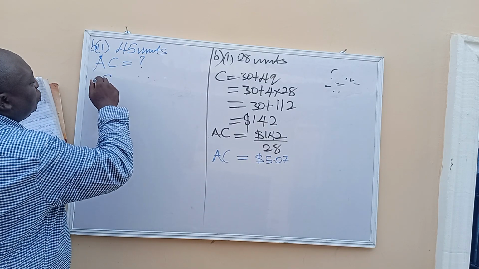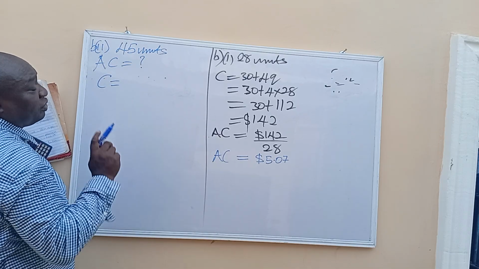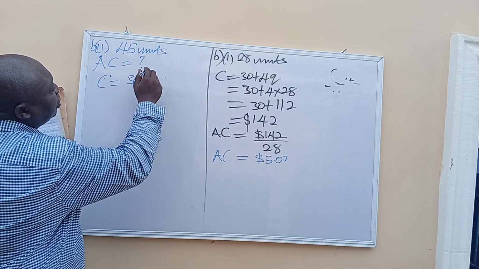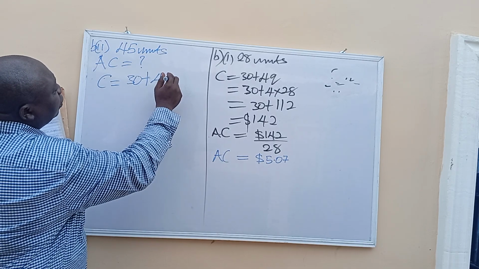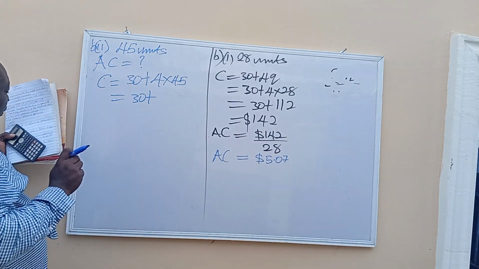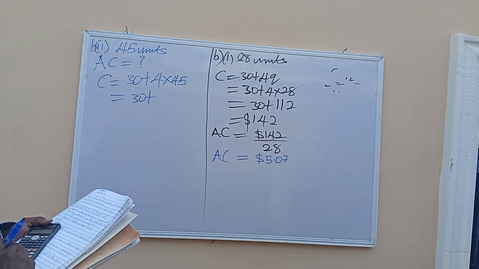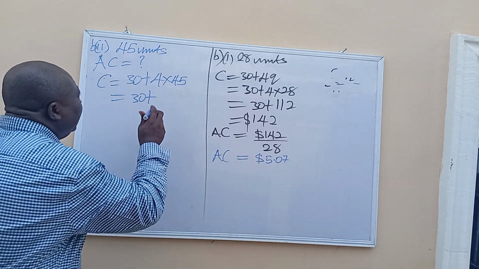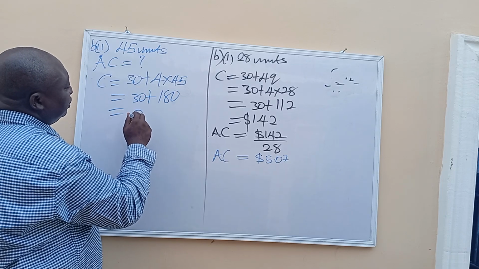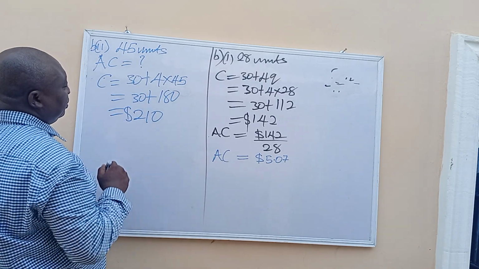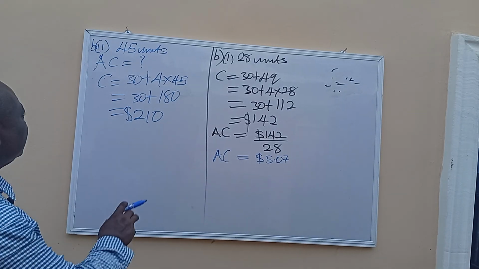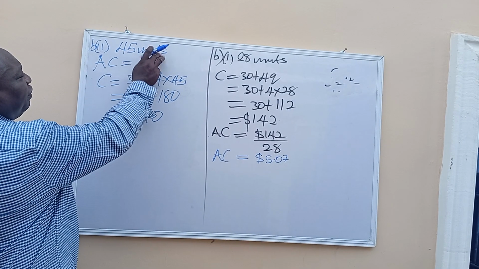So we are to find the what? Total cost first. That is the first thing we are going to look for, which is, we are going to use this equation again. Where you see Q, you put 45. So 4 times 45 is what? 180. So 180 plus this, $210. Okay? So this is the total cost for producing 45 units.